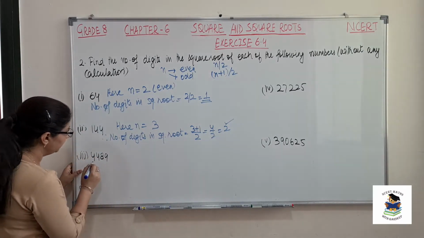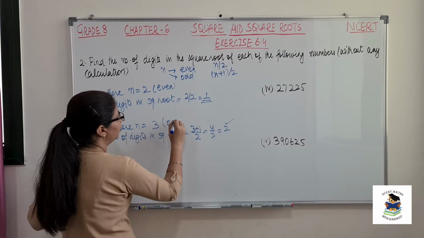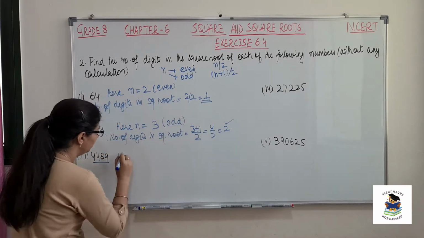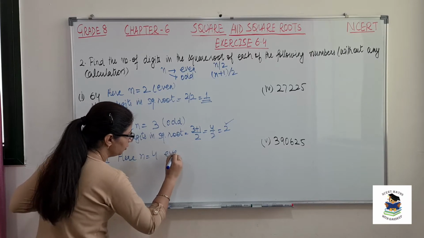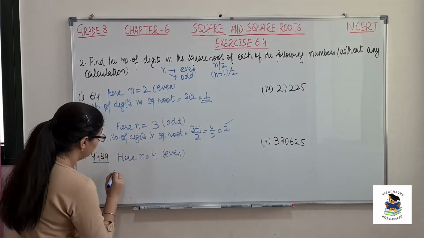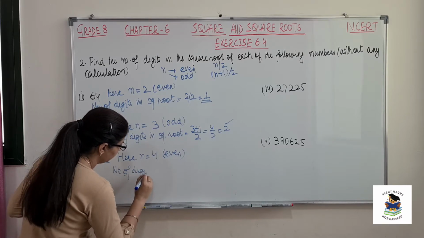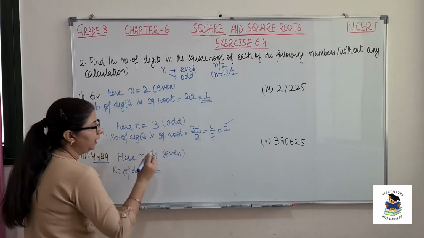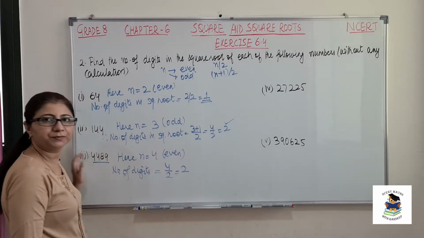So next, the number of digits is 4, again even. So here what is n? This is 4, so this is an even number. So the number of digits will be n by 2. That is 4 by 2, which is 2.